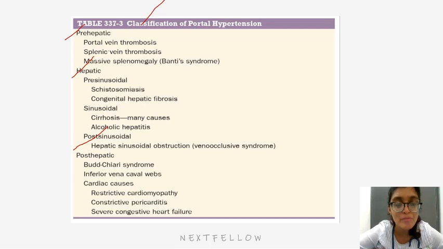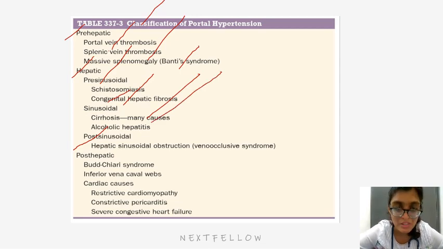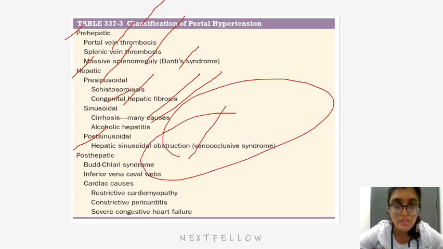Now coming to the very important chart again, classification of portal hypertension, that is prehepatic, hepatic and posthepatic. Prehepatic will be before the liver basically. So portal vein thrombosis, splenic vein thrombosis and massive splenomegaly, that is Banti syndrome. Hepatic, it is presinusoidal, that is schistosomiasis, congenital hepatic fibrosis. Sinusoidal will be cirrhosis, alcoholic hepatitis. Postsinusoidal, which will be hepatic sinusoidal obstruction, that is veno-occlusive syndrome. Posthepatic is beyond the liver if there is any kind of obstruction, that is Budd-Chiari, inferior vena cava webs. Cardiac causes like restrictive cardiomyopathy, constrictive pericarditis, or severe congestive cardiac failure.